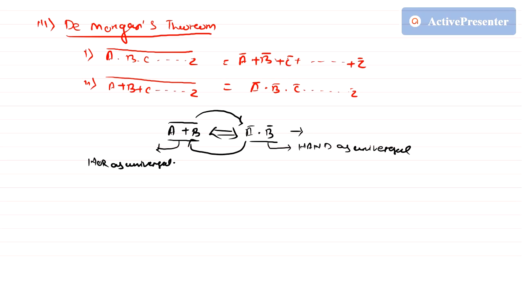Okay, so this is the completion of your logic expressions, logic gates, and theorems for Boolean algebra. So this is the basic thing you need to know before you go further into the subject.